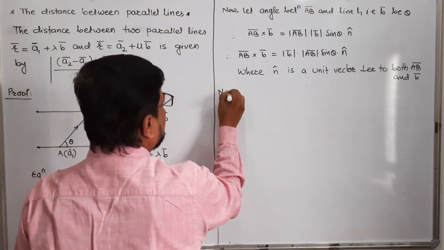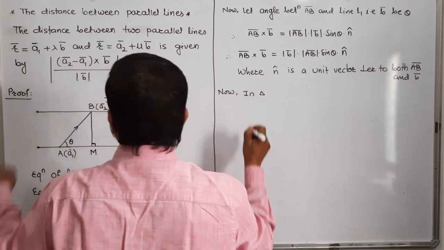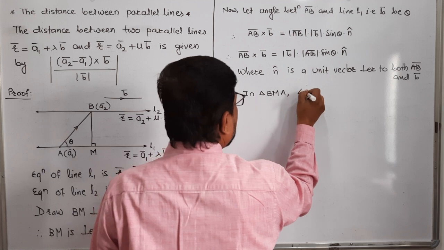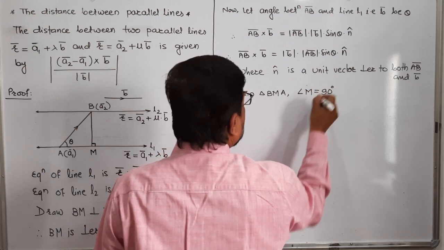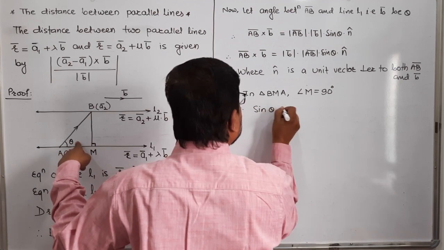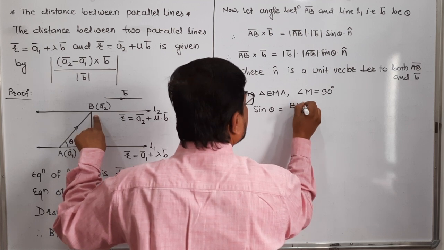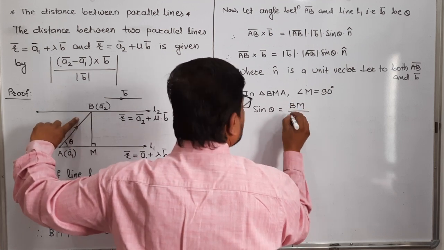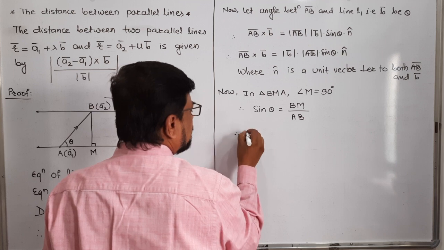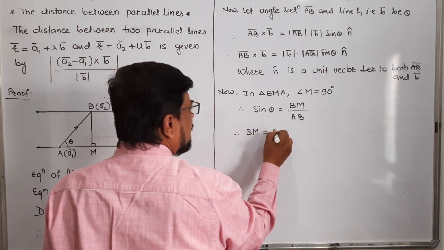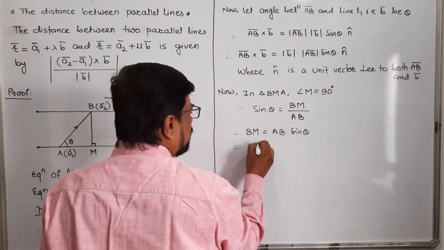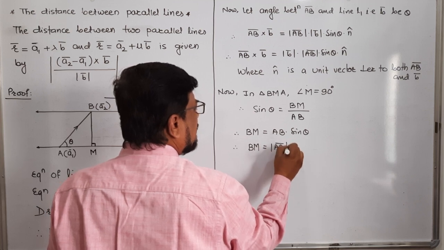Now, in triangle BMA, एंगल M इज इक्वल टू 90 डिग्री है, और अगर एंगल M 90 डिग्री है तो साइन थीटा इज इक्वल टू आएगा अपोजिट साइड यानी BM divided by this AB vector. Therefore, we can say that BM is equal to AB into sine theta. Now, AB is what? Can I write it as BM is equal to magnitude of AB vector into sine theta?